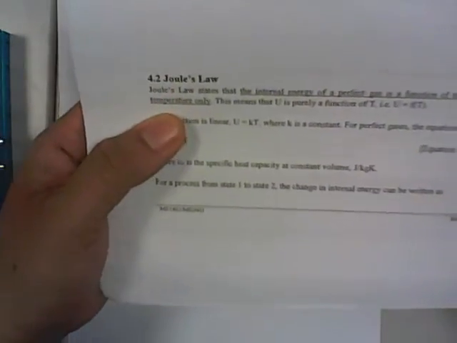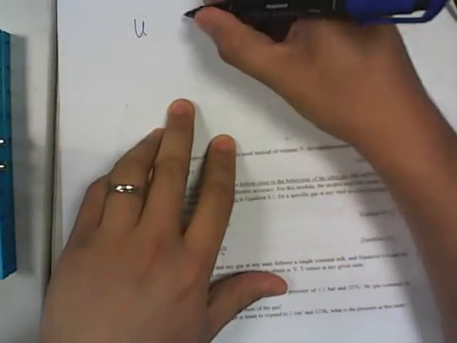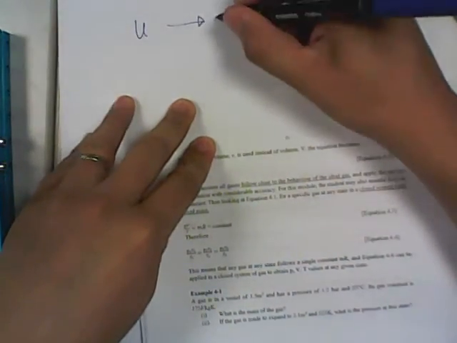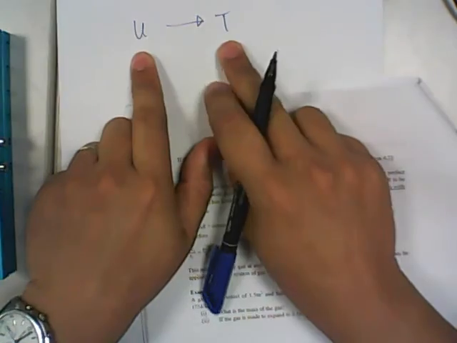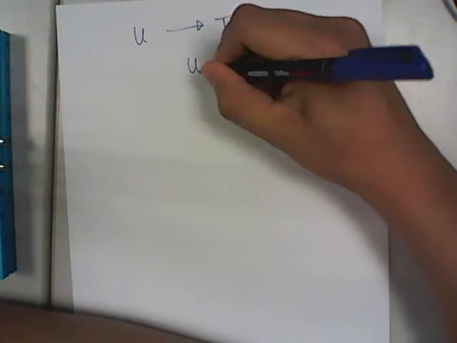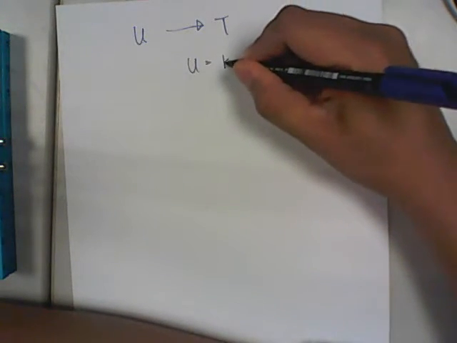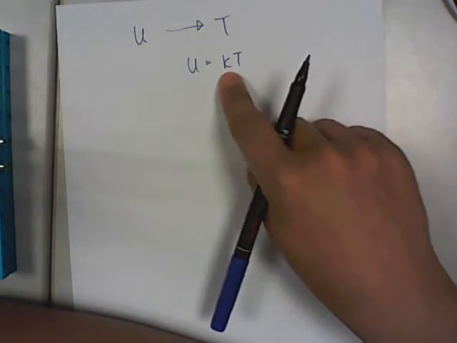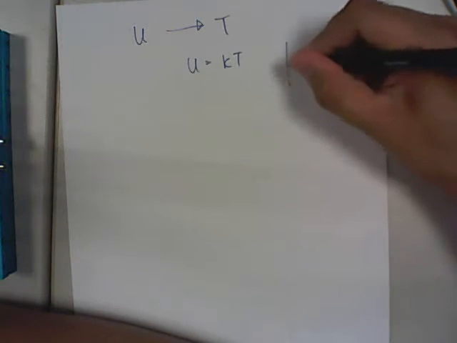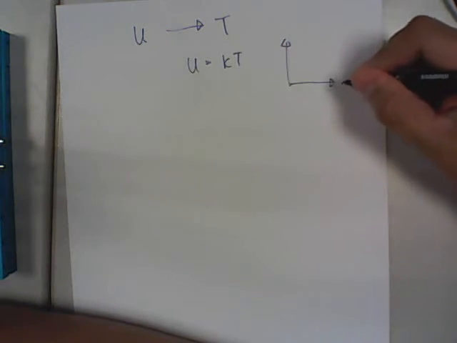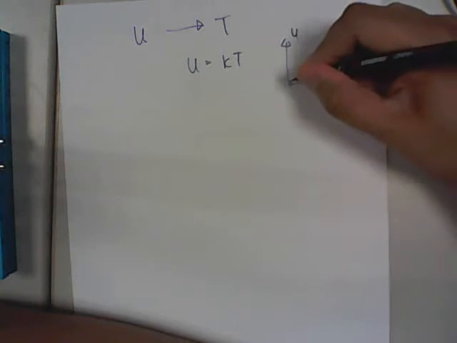temperature only. It means that the internal energy, which is one of the properties which we were talking about, only depends on temperature, which means if temperature increases, internal energy will increase. So in mathematical terms, we say that internal energy is proportional to temperature. We can write this where K is an unknown constant, so it has a linear relationship. If you plot it in a graph, T against U, it will be a straight line.